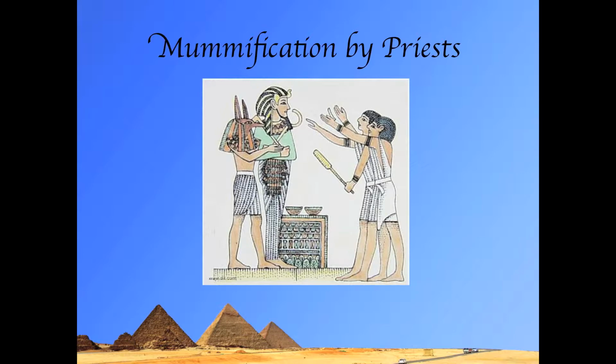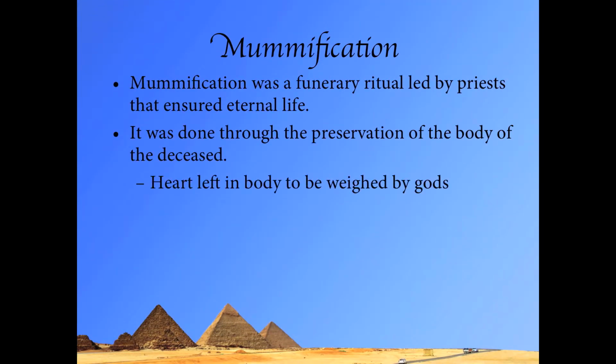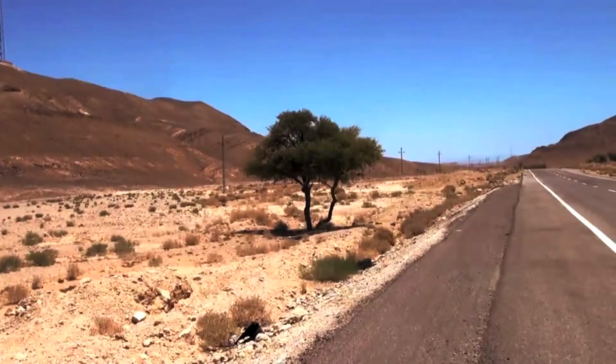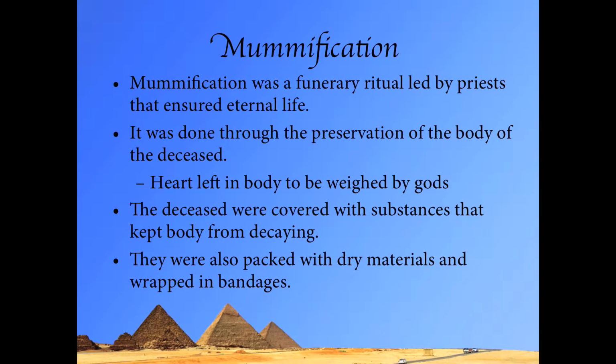Now let's explain mummification. This is an artist's rendering of the mummification process. Mummification was a ritual that ensured people eternal life. The earliest ancient Egyptians buried their dead in small pits in the desert. The heat and dryness of the sand dehydrated the bodies quickly, creating lifelike and natural mummies.